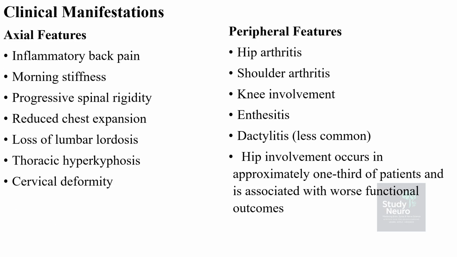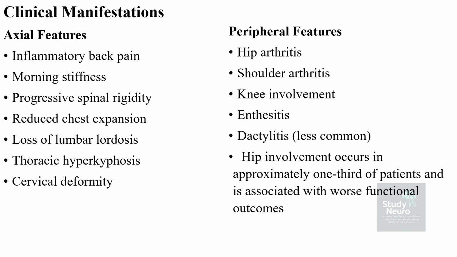The clinical manifestations of ankylosing spondylitis mainly involve the spine, but the disease can also affect peripheral joints and the areas where tendons and ligaments attach to bone. Axial symptoms often begin with inflammatory back pain and morning stiffness, followed by gradually increasing spinal rigidity. As the disease progresses, patients may develop reduced chest expansion, loss of the normal lumbar curve, and an exaggerated forward curvature of the thoracic spine, while advanced cervical involvement can lead to significant deformity. These changes can severely limit mobility.